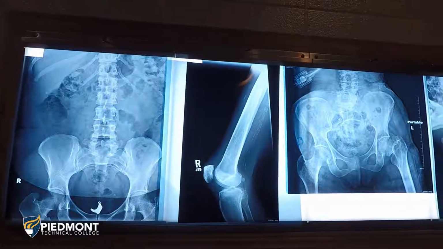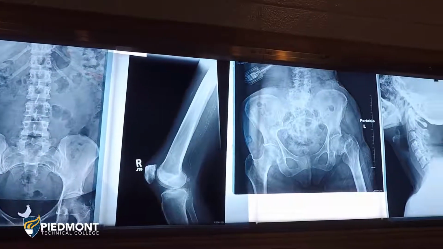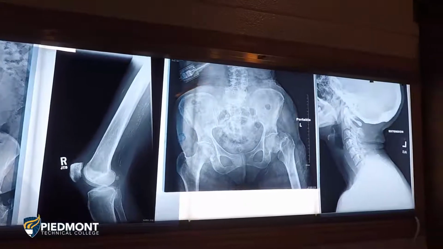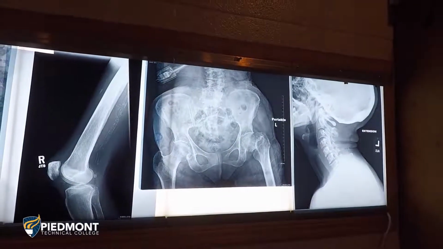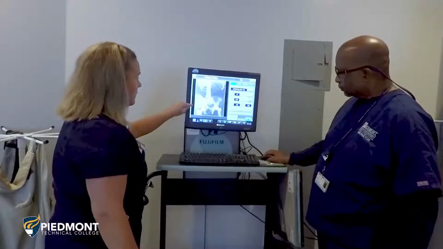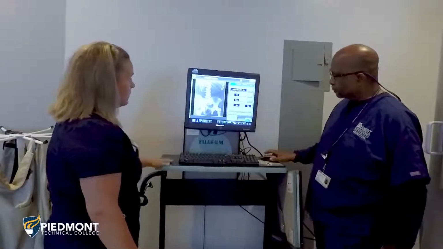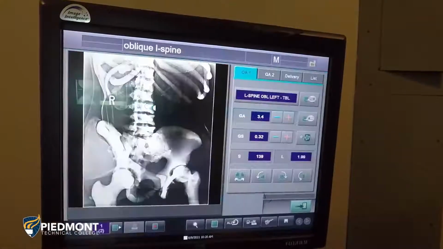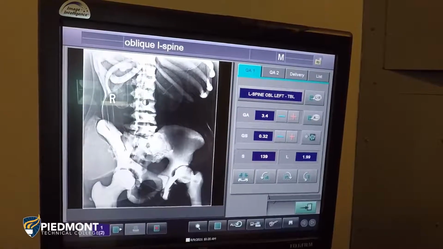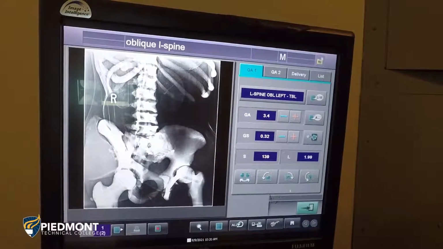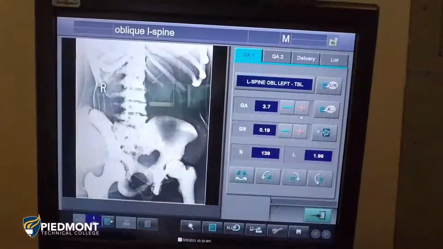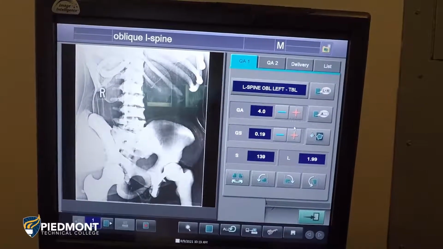This is an abdomen x-ray. You see a knee x-ray here. You see a pelvic x-ray, a cervical spine x-ray. And then this is the control panel area that I was discussing earlier. That's the parameters they're using, and then that's actually an x-ray of the skeleton that you saw simulating the rib x-ray.